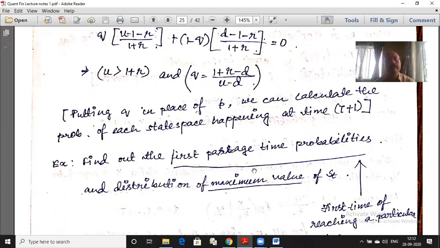What I want you to understand are these things: first passage time and distribution of maximum value. These two problems, first passage time and distribution of maximum value, I want you to look up and learn. And in the process, you will learn a very important concept in stochastic process, which is called the reflection principle. Reflection principle happens to be a very, very important tool for studying such processes.